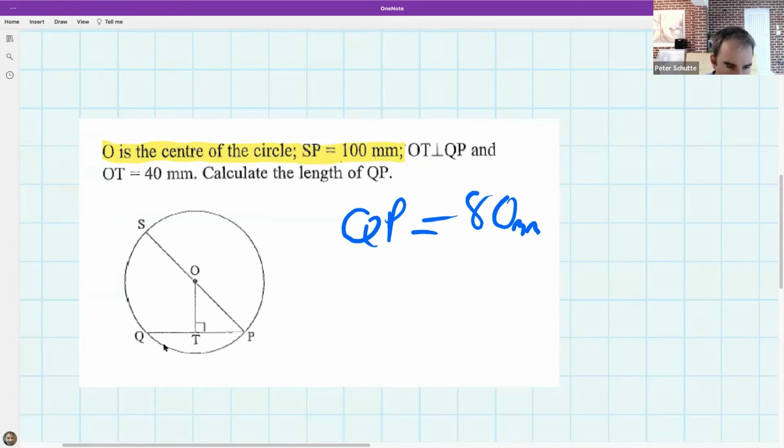Now, what I'm curious about, I suppose I shouldn't have rubbed that out, is could we find what OP is? Do we have enough information? We know that SP is 100 millimeters. Who can get OP? Let me actually do this with you because we're running out of time. If SP is the diameter and it's 100, then OP must be 50 because it's half of the diameter.